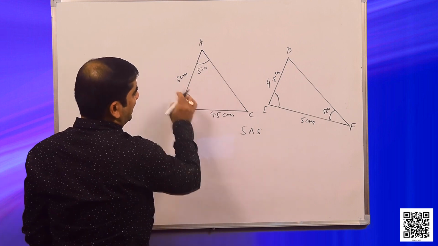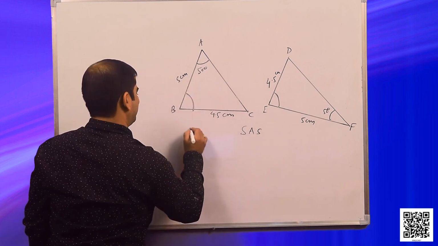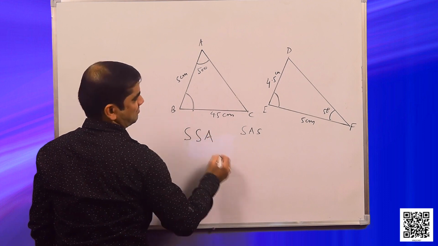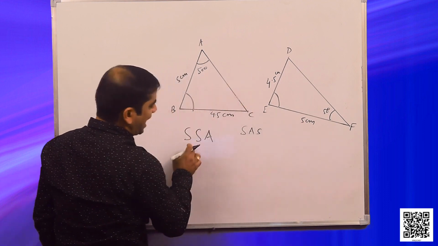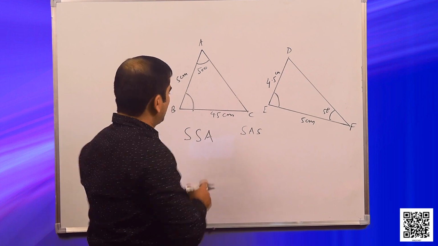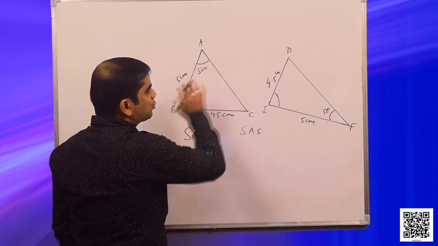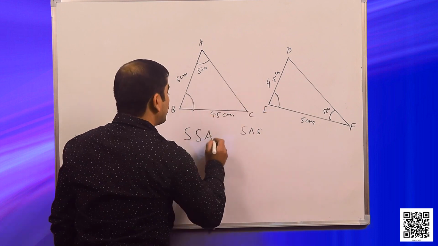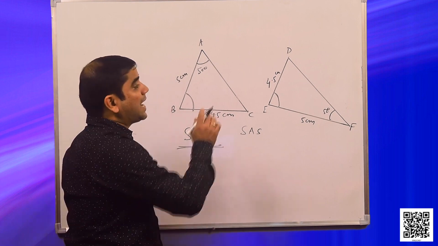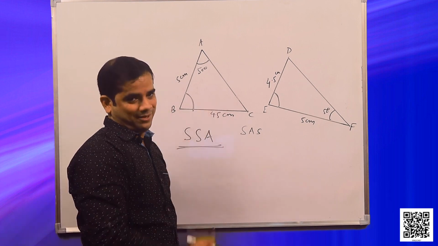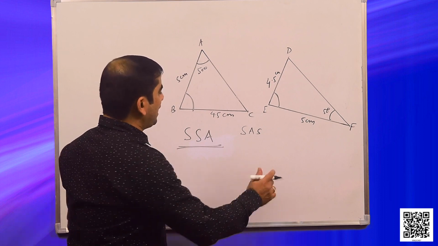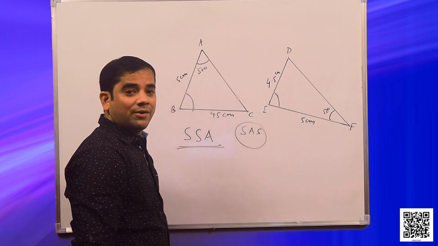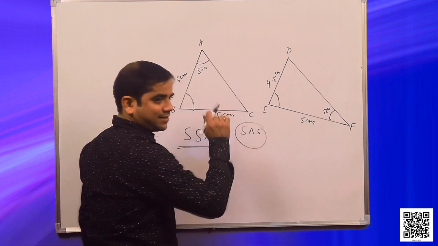In this case, see, two sides are equal, one of the angles is also equal. That means we can write it as SSA, side, side and angle. Two sides and one angle are equal. So, it is going for SSA. In case of SSA, the triangles are not congruent. Only in case of SAS are triangles congruent.